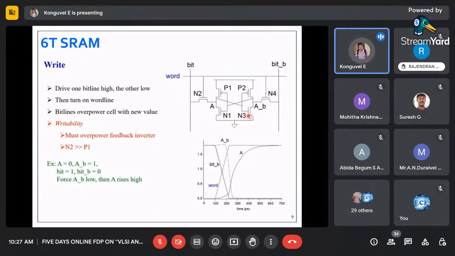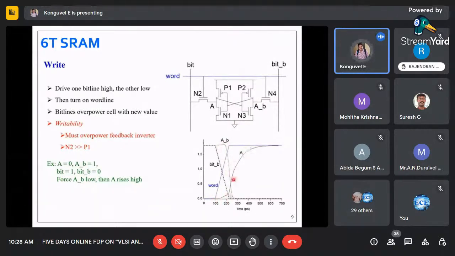If N3 is turned on, what will happen to A bar B? A bar B will become 0, because it is directly connected to the ground now, due to the path of N3. N3 will be on, so that will make a path between this A bar B and the ground. So now what we have? We have A bar B going to 0.